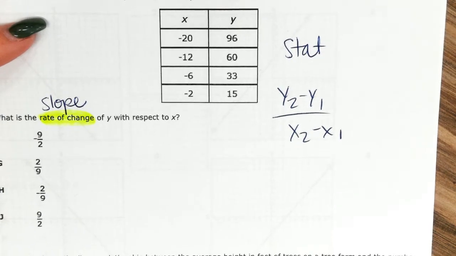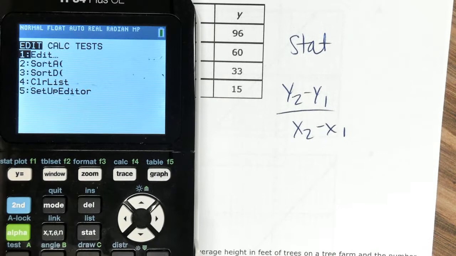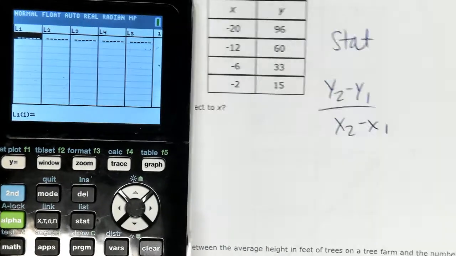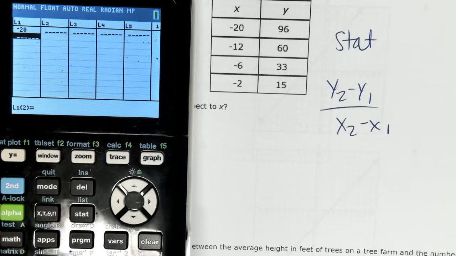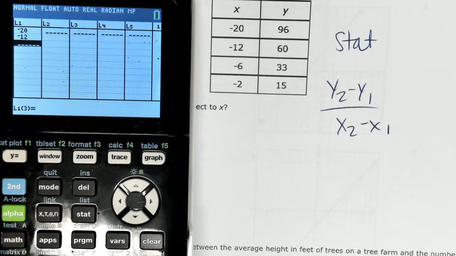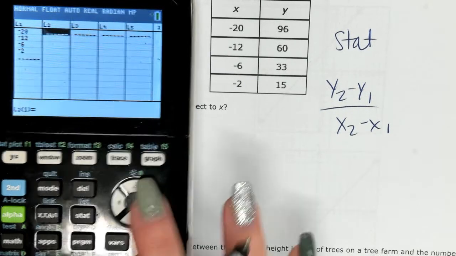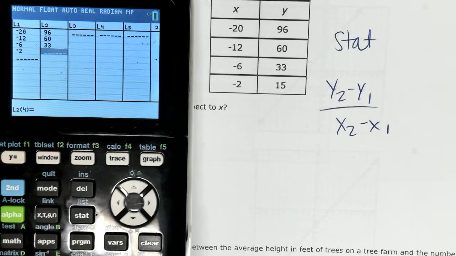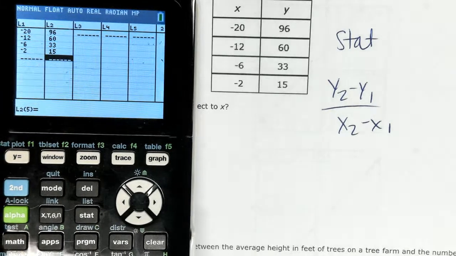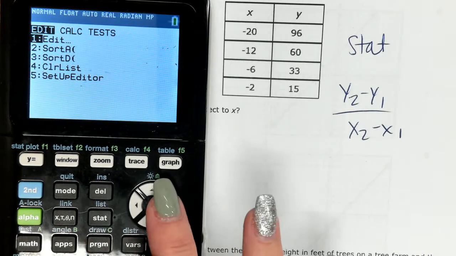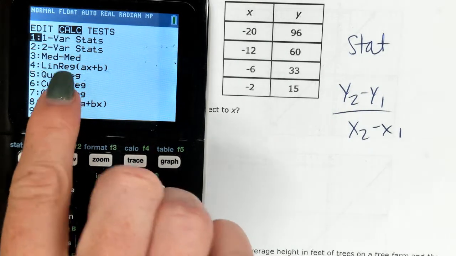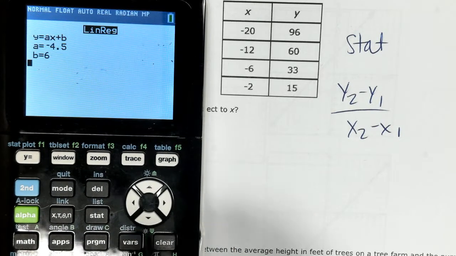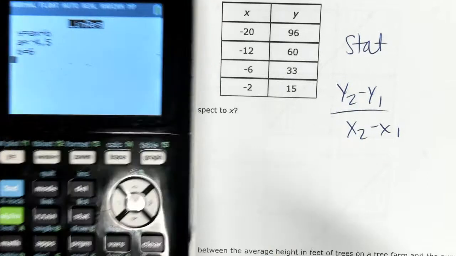Stat. Okay, so I go to stat, edit, delete whatever's there. Okay, I'm going to enter in negative 20, negative 12, negative 6, and negative 2. Okay, now I go to stat, and I want it to calculate the answer. It's linear, so I pick 4, and my slope is right there, negative 4.5.